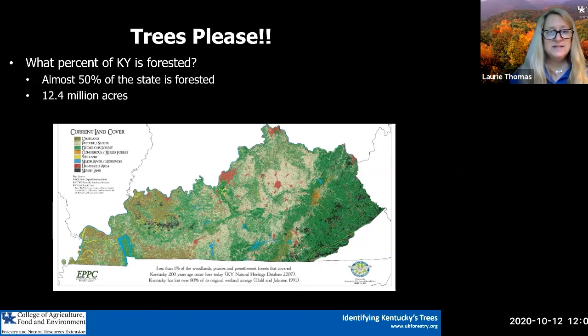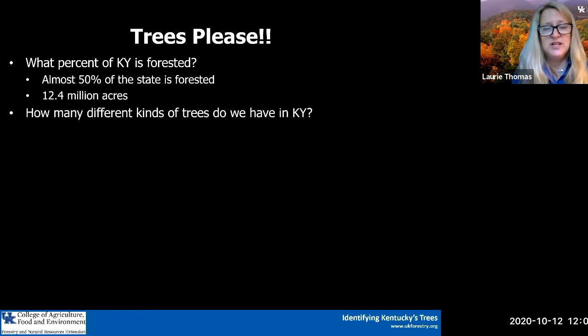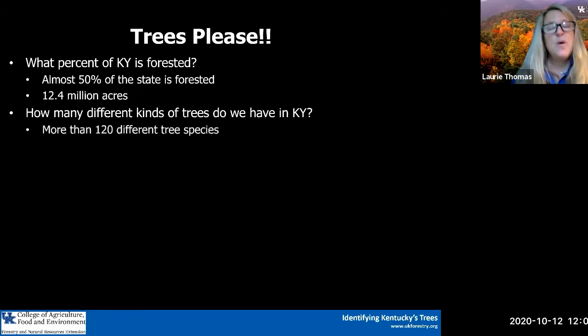All right, so let me ask you this. How many different kinds of trees do you think we have in Kentucky? As I said, Kentucky's very diverse and doing tree ID can be challenging in the state. So if you all have got a number, I'll pop up a number. We have more than 120 different tree species in the state. As you can imagine, that can be really difficult to break into learning how to identify these. I know I was daunted when I took dendrology in college and our professor, Dr. Kimmerer, told us you will be learning at least 120 different tree species.